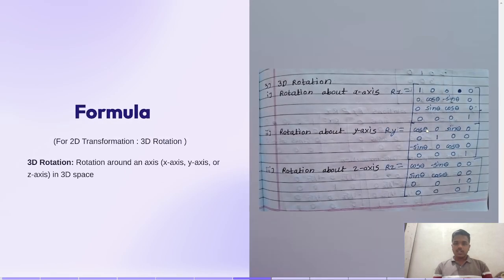So let's discuss the formula for 3D rotation. Rotation about the x-axis.